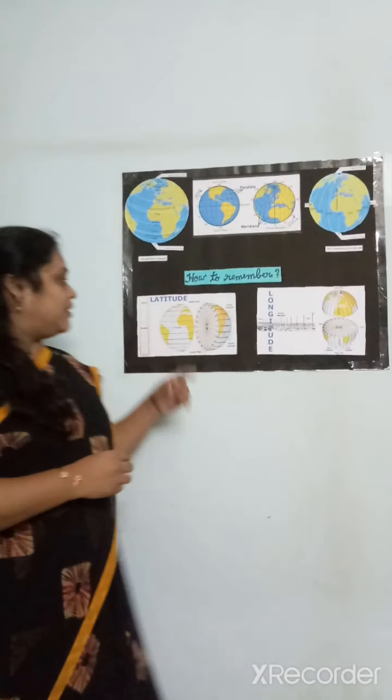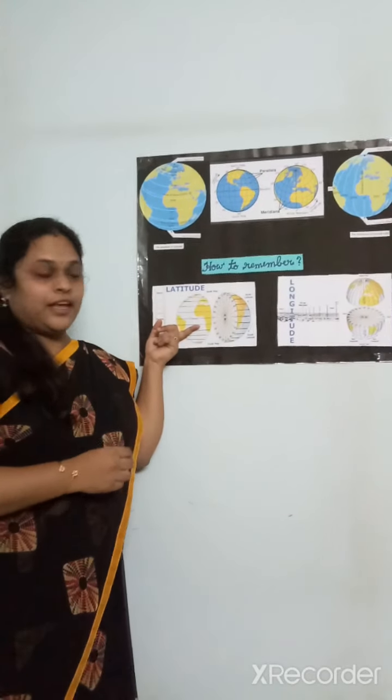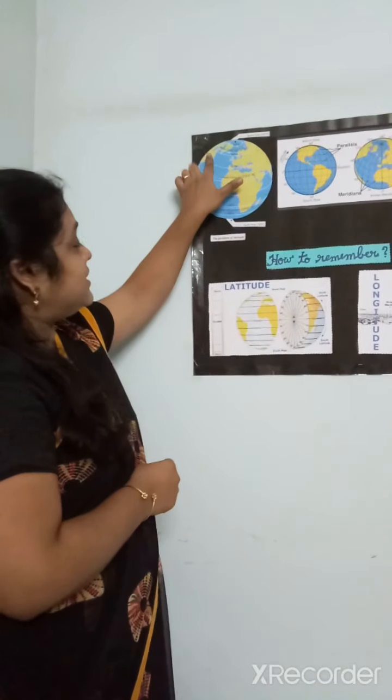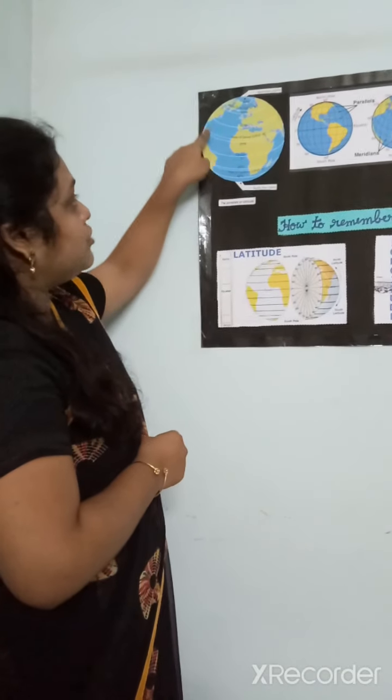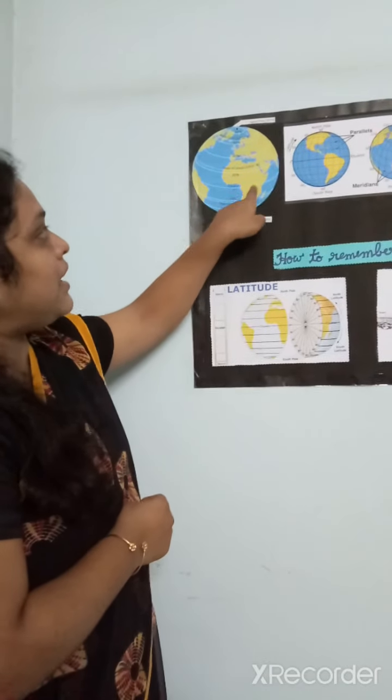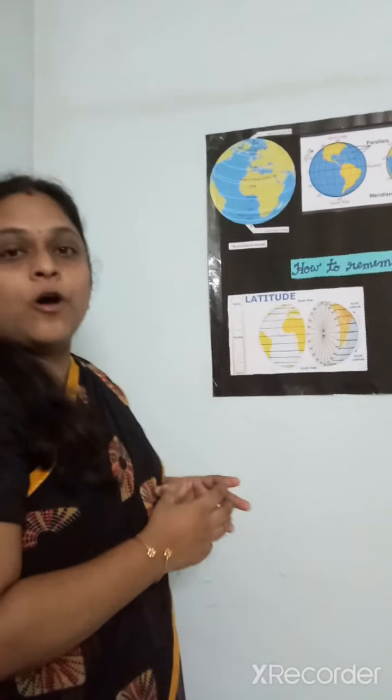See carefully. If you see here or here, the lines that are drawn parallel to the equator are called latitudes. I am repeating again. The lines that are drawn parallel to the equator are called latitudes. See here, every latitude is parallel to the equator.